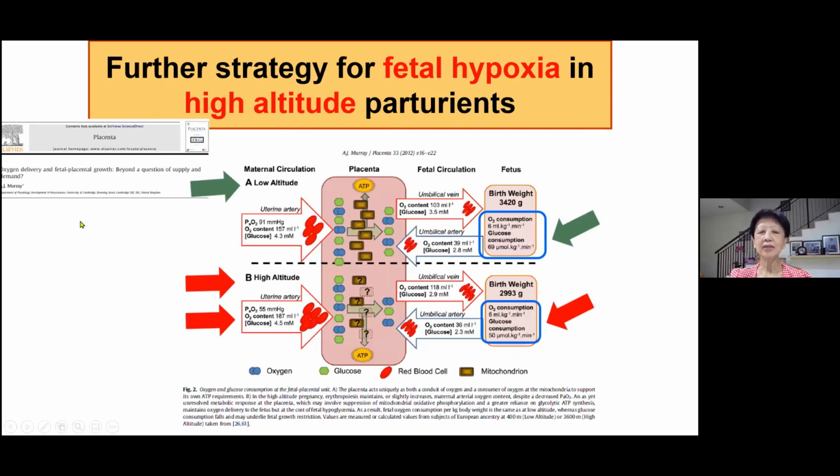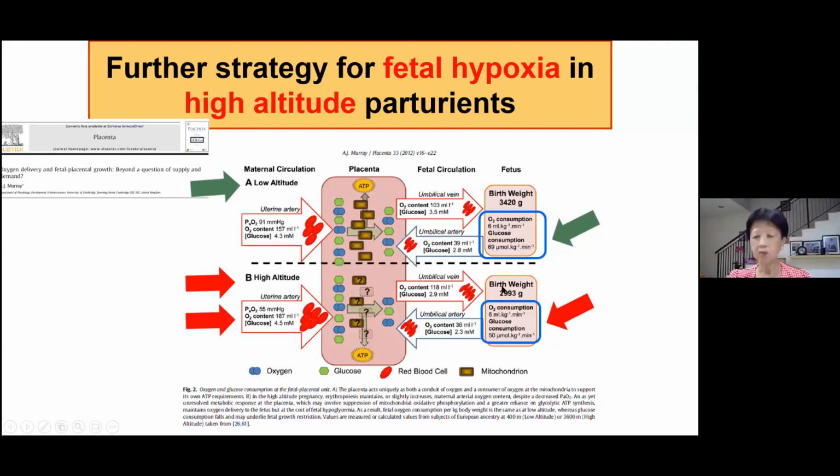Now, this is the article that I was talking to you about by Murray, where he actually studied babies and the situation in low altitude as well as high altitude. He found that the oxygen delivery was higher, by, of course, a compensatory mechanism in the high altitude mothers. However, they were compensating for the hypoxia in these high altitude babies or fetuses by reducing the demand, or reducing the oxygen, glucose or energy consumption.